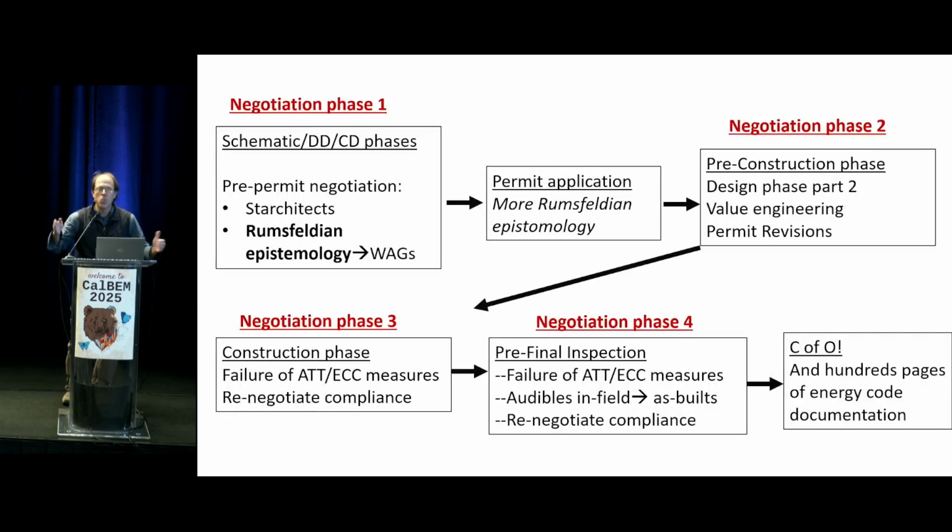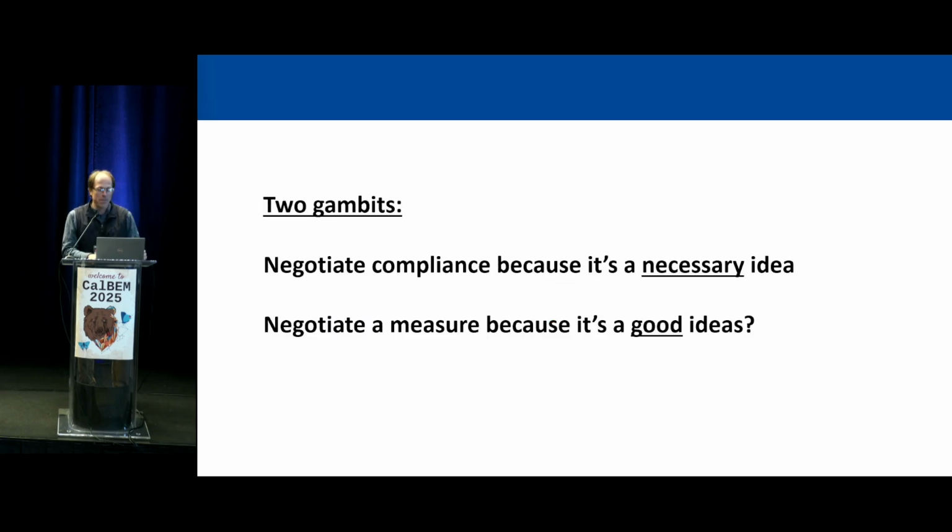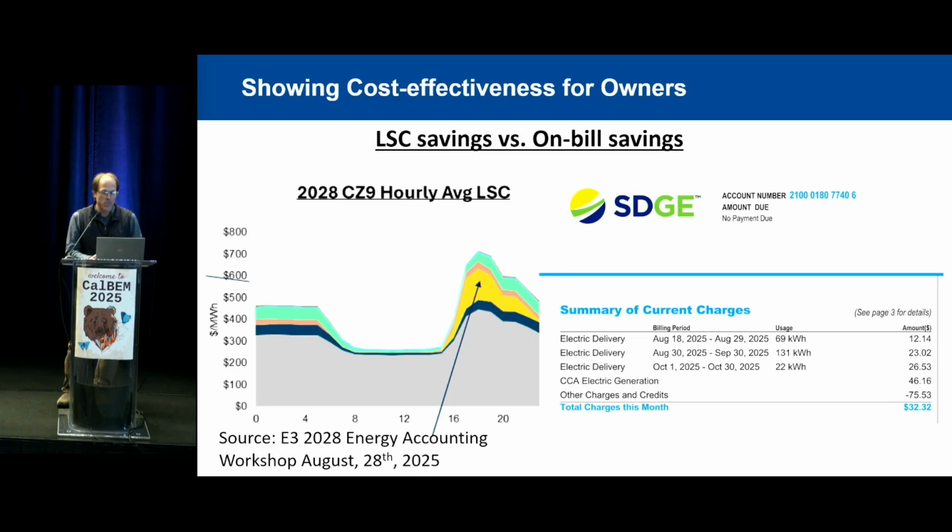Here's what the real world looks like in a great project. You'll see words like Rumsfeldian epistemology and WAGs. You can ask me about those later. But it's a series of negotiations, and this is on a great project. Two gambits: negotiating compliance, because it's a necessary idea, and negotiating a measure, because it's bad, plural, here on this slide. It's a good idea that we're trying to deliver value for our clients.